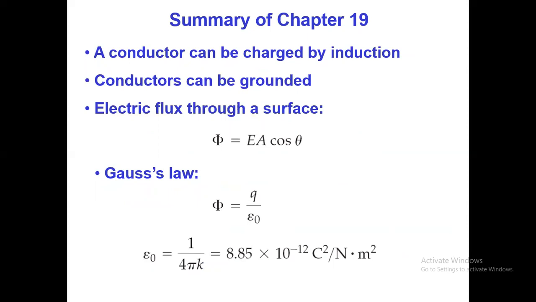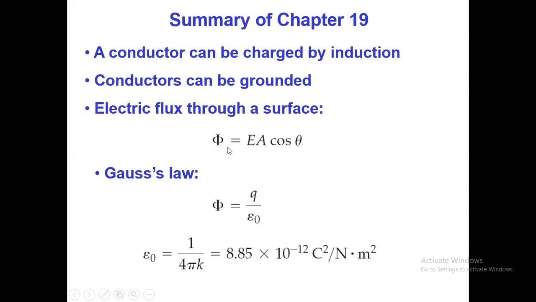Another concept that we discussed in this lecture: a conductor can be charged by induction. If the induction is fulfilled, the conductor can be charged. A conductor can be grounded. The rod and sphere experiment we discussed in our previous slide as well. Electric flux through a surface we also discussed here, phi = EA cos theta in the formula. That is a particular formula, which we derive from the basics of flux.